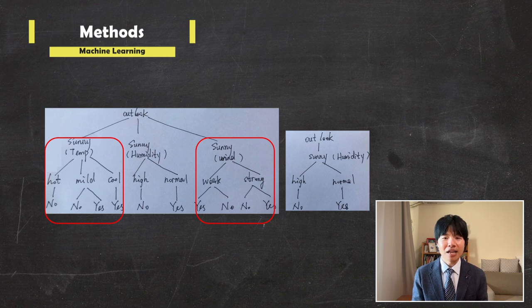When it's sunny, temperature and wind cannot uniquely determine if tennis can be played. However, humidity alone can make that decision. Specifically, high humidity means no tennis, while normal humidity allows for tennis. Based on our understanding and observation, we can prune the decision tree. Pruning, in simple terms, means removing features that don't decisively impact the outcomes. This way, we can get our final decision tree.